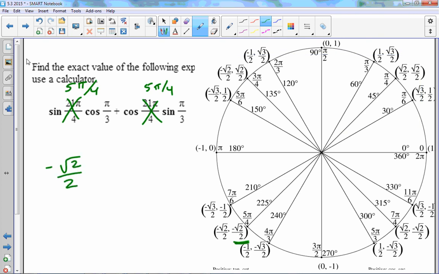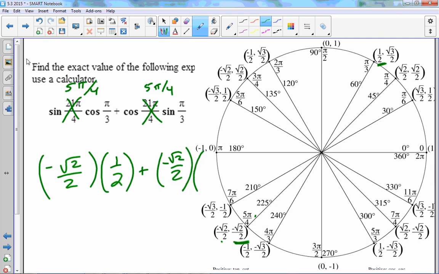All right, now the cosine of pi over 3 is 1/2. So they're multiplying right here, okay? So they times 1/2, plus, now, cosine of 5 pi over 4 would be negative square root of 2 over 2 again, times the sine of pi over 3, which is square root of 3 over 2.